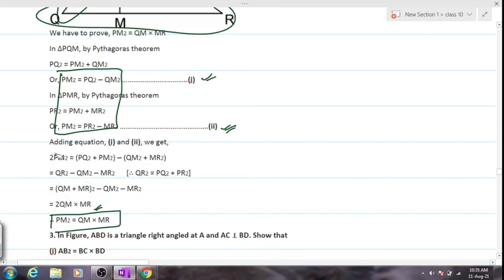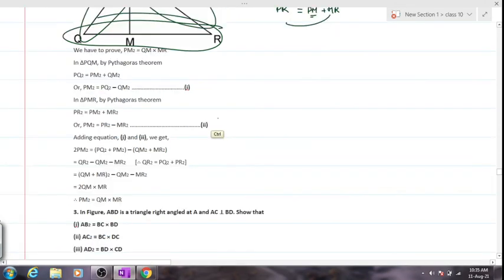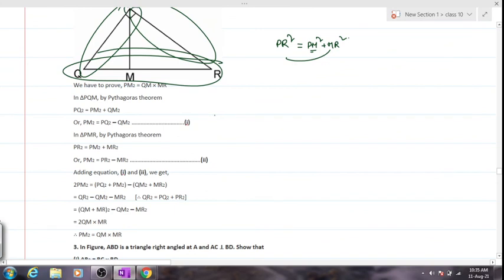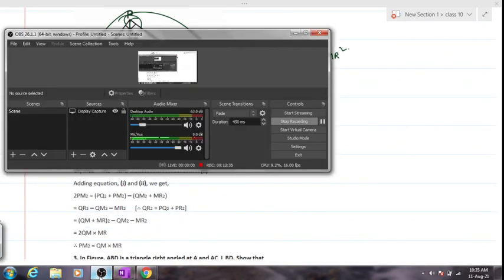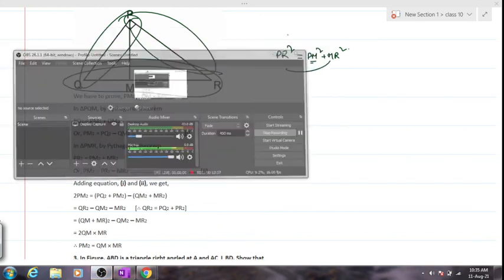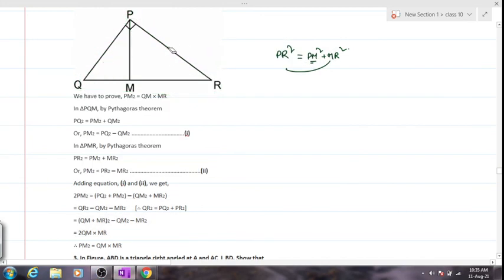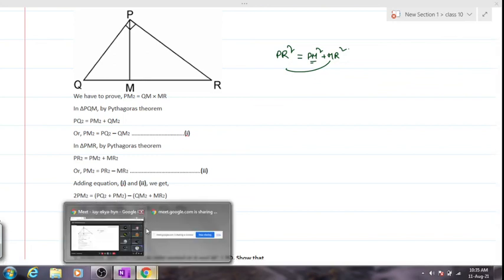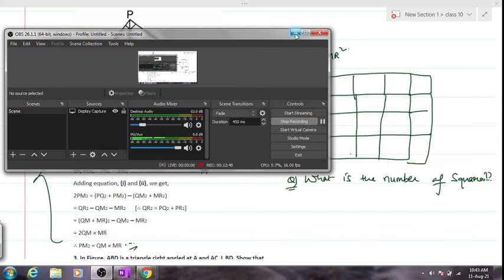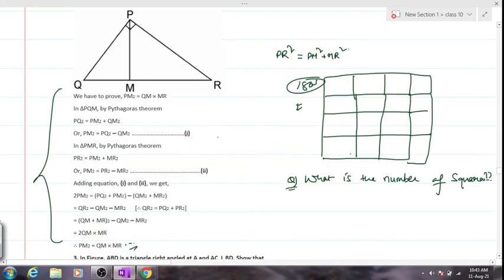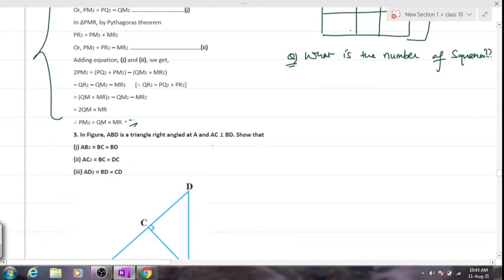Is this numerical clear to everyone? Please copy the question properly. Please copy the diagram first and then proceed with the solution. I'm pausing the video for you to copy it down. Please copy the figure properly. Figure is everything. Again and again I'm telling you. I hope question number 2's copying part is done by everyone.